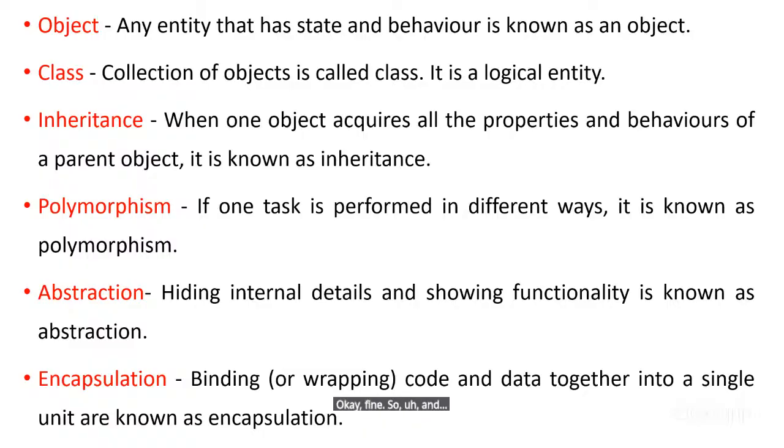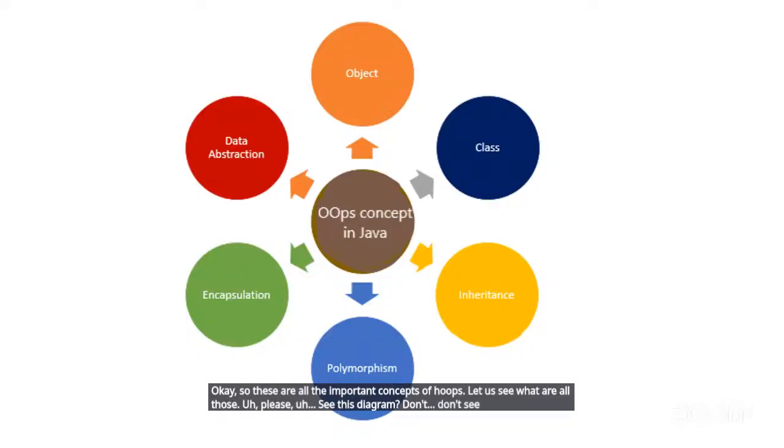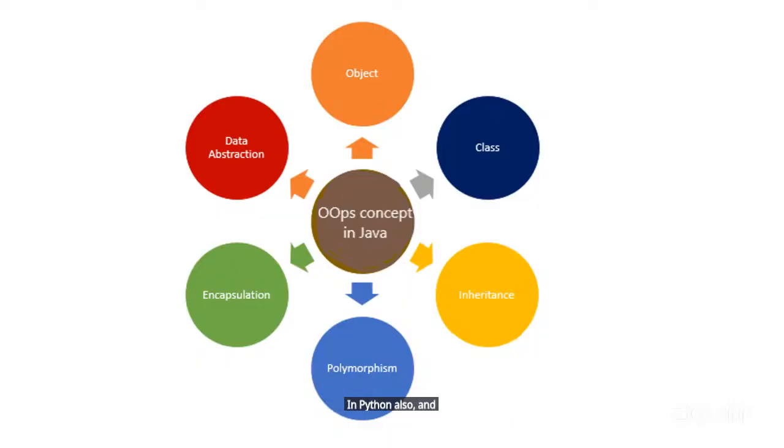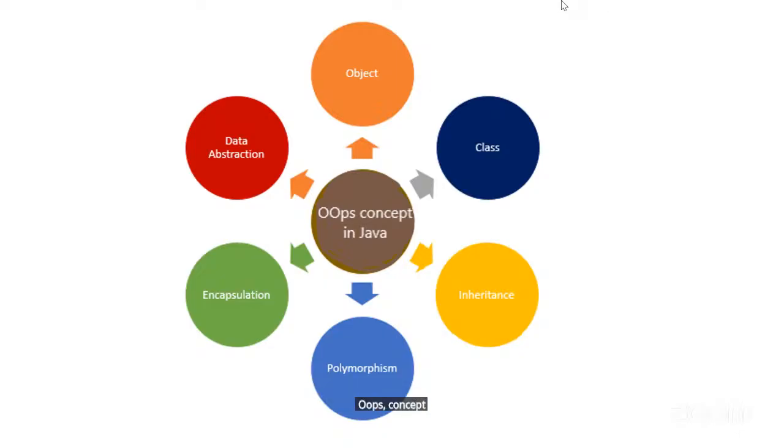So these are all the important concepts of OOPS. Let us see what they are. Please see this diagram. You may have seen this OOPS concept in Java. All these concepts we are going to see in Python also. So first is class, object, data abstraction, encapsulation, polymorphism, inheritance: 1, 2, 3, 4, 5, 6. These are the 6 pillars of the OOPS concept in Python. All these concepts we are going to see with examples, and let us see what they are one by one.